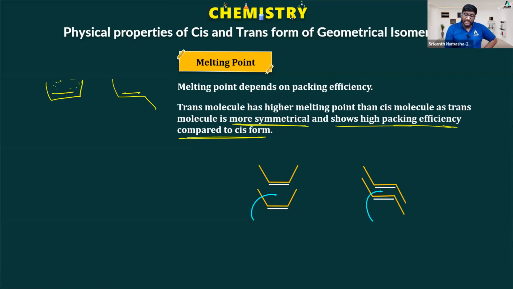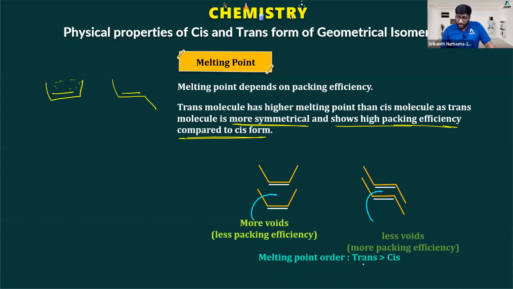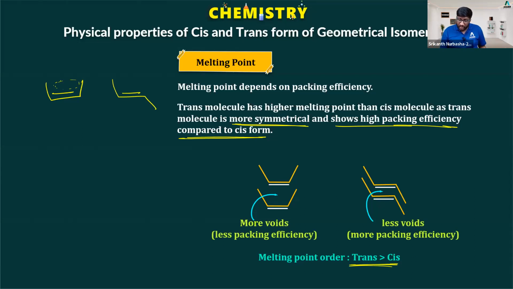And if you look at trans, it is more symmetrical. Symmetrical molecules will give a good arrangement in the crystal lattice structure. So we can say the melting point will be greater for trans when compared to cis, because more void space is there in cis and less void space is there in trans. So that is why there is lesser packing efficiency in cis and more packing efficiency in trans.